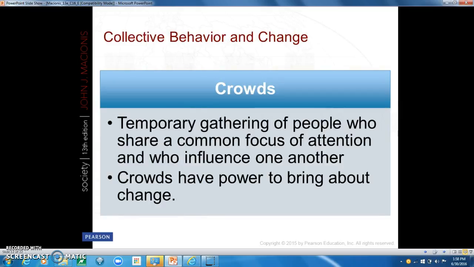Crowds, there are many different types of crowds. A crowd is just a large number of people who are gathered together in close proximity to one another. There are four types of crowds. We have a casual crowd, such as a street gathering. We have a conventional crowd, which is gathered for a specific purpose, such as individuals attending a lecture or a movie. We have an expressive crowd, and of course we have acting crowds.